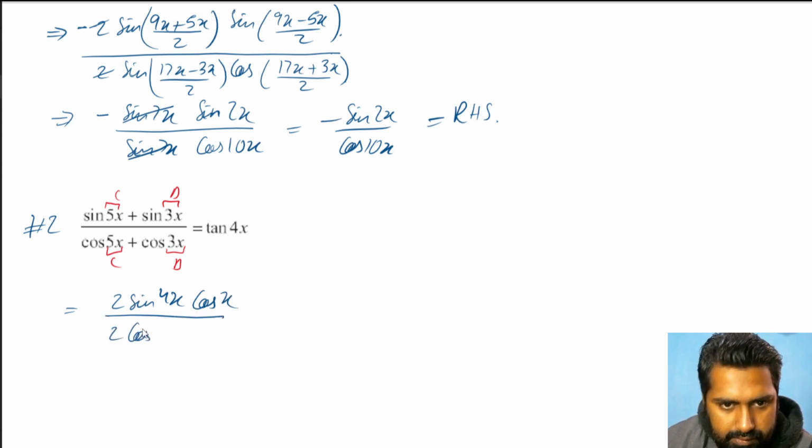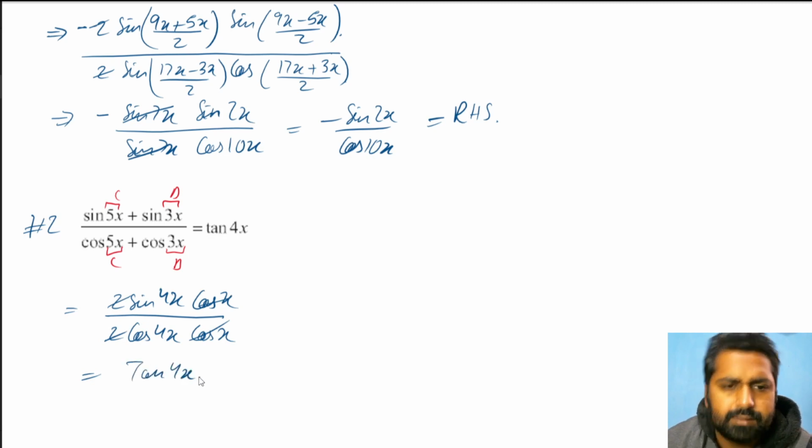2 cos, add them, 5 plus 3, 8, 8 by 2, 4x, and subtract 5 minus 3, 2x by 2, x. Cos x cancels, 2 cancels, sine by cos becomes tan 4x. As simple as that.